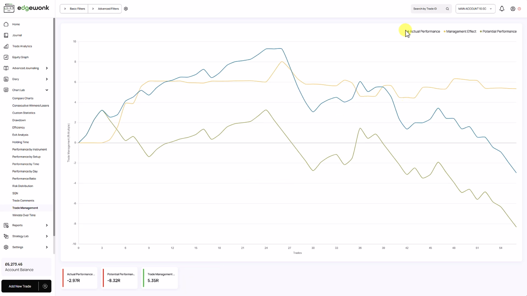Next, let's take a look at the trade management. And here we can see that the actual performance in blue is above the potential performance, which is a good sign. And it means that the trader is not mismanaging his trades. So he's not exiting his wins too early necessarily and cutting his winners too short, or letting his losses run too long.